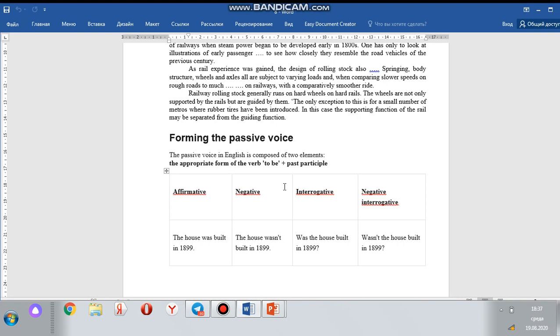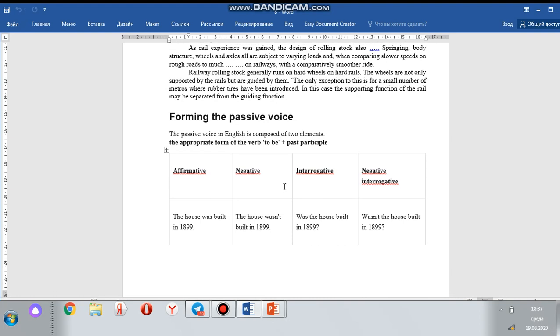So okay, let's go to grammar. Today's grammar is passive voice. So how many voices are there in English? Okay, there are two voices. They are active voice and passive voice. Active voice translated in Russian активный залог. Passive voice страдательный залог.